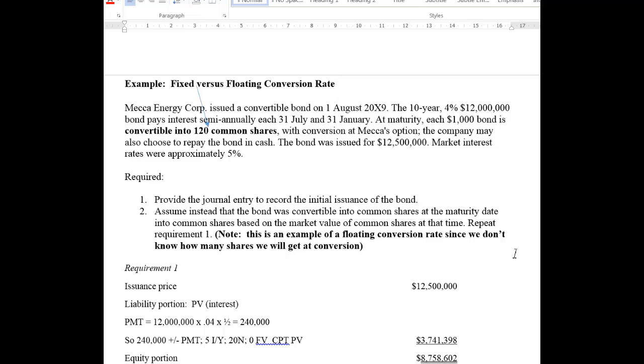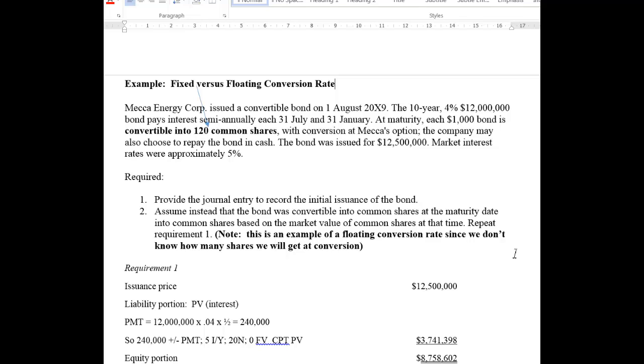Welcome back. Now for this second video, we're going to compare one of the problems which deals with a fixed versus a floating conversion rate. And what does that mean? Don't forget, we've been dealing so far in our course with fixed conversion rates, where they would tell you how many shares you're going to get if the bonds are converted into shares, right? When it floats, you don't know how many shares you're going to get at the conversion date. You only know that you're getting the market value of however many shares you're getting. So with a floating conversion price, we don't know how many shares we're getting.